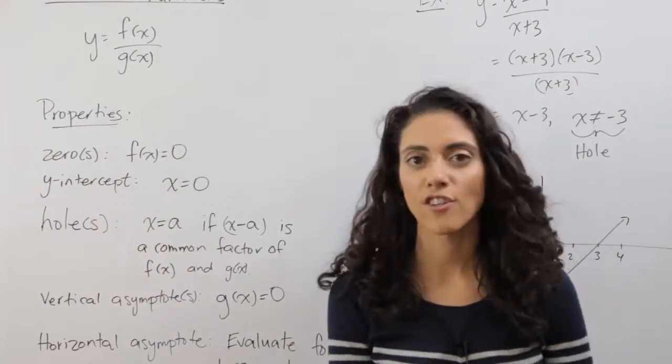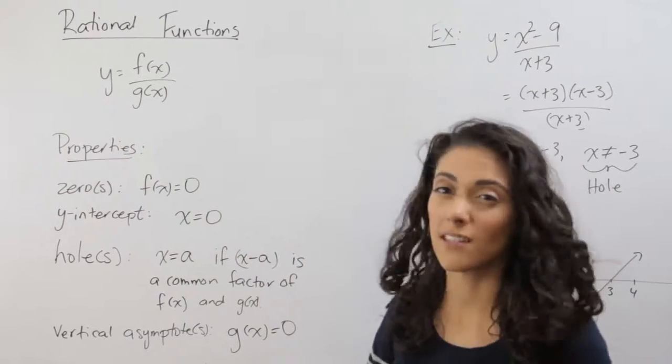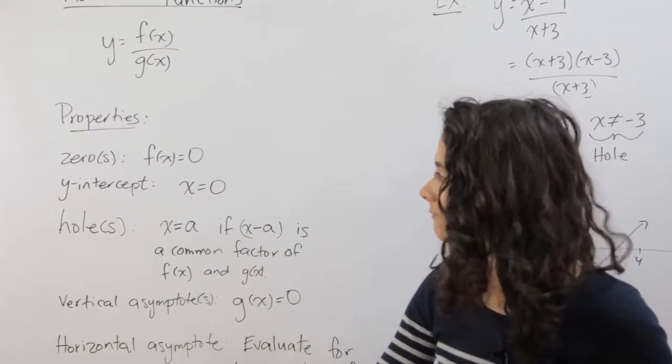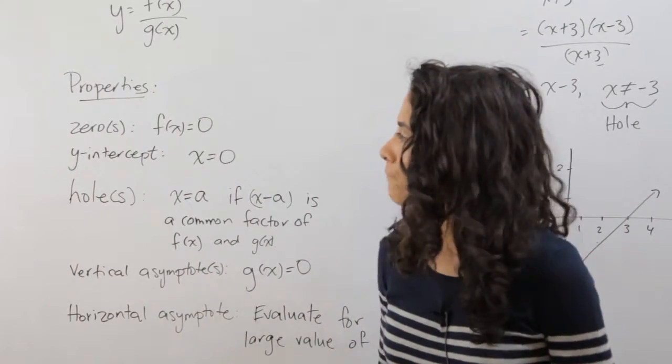Now let's take a look at rational functions of the form f of x over g of x, where each of these is a polynomial. So we're going to do a polynomial divided by some other polynomial. In order to sketch it, we're going to want to find the properties of the graph.